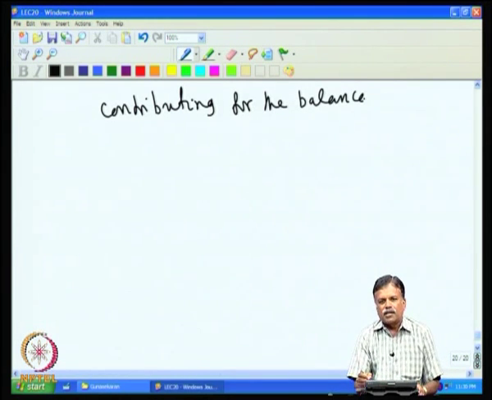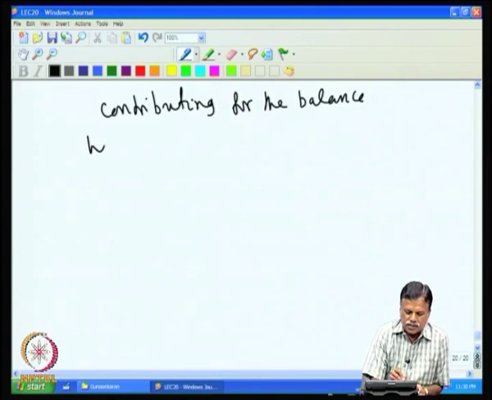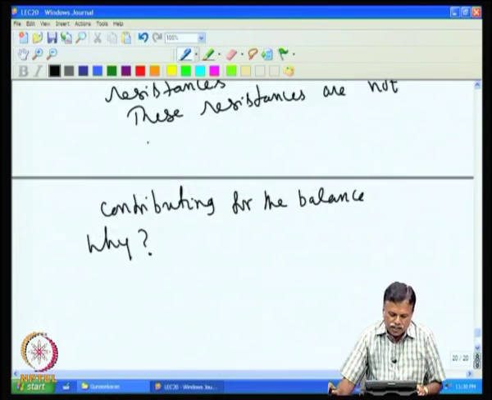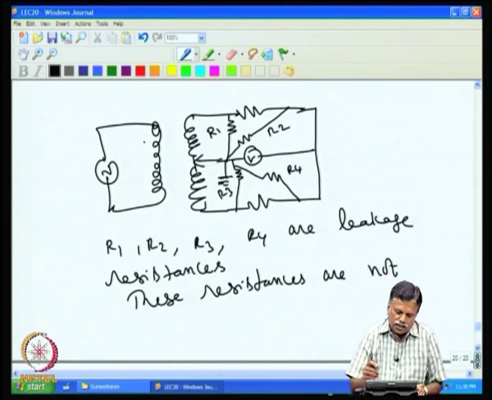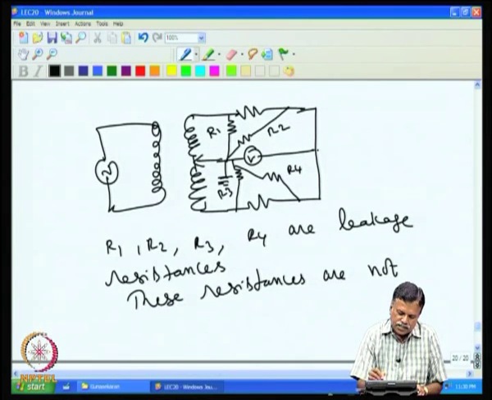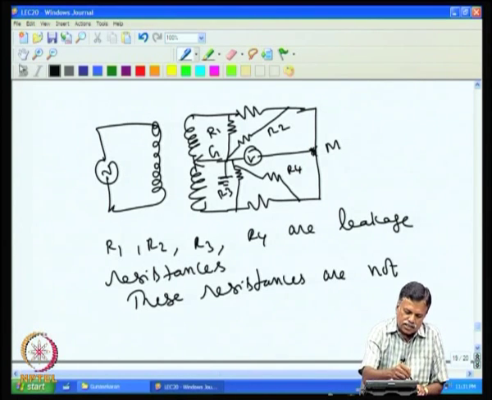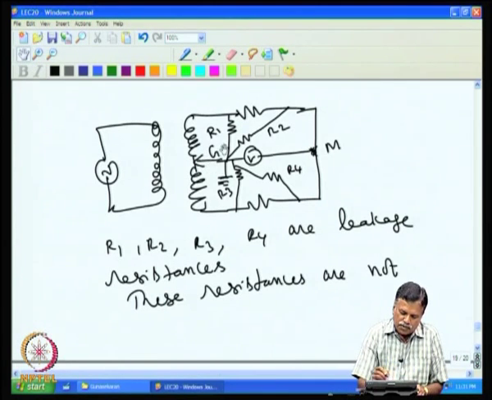Now, the question is why they are not contributing for the balance. So, now if you look at the circuit carefully, at balance, say take this point as ground point G and this midpoint as M. Now, at balance the voltage across GM is 0, because we are adjusting the center point and balancing the bridge to find the value of unknown resistance.